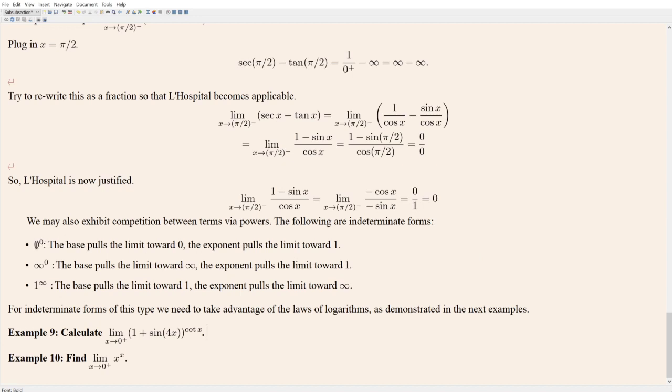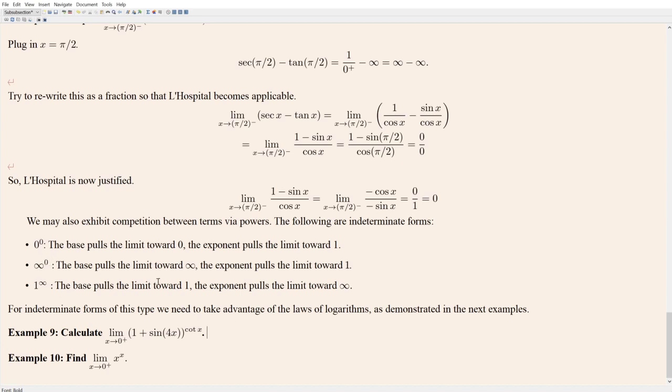So if you have some limit which ends up giving you 0 to the power 0, well, this base of 0 is pulling the whole thing to 0, but the exponent of 0 is trying to pull the whole thing to 1, right? Because anything to a power 0 is 1. So it's being pulled to 0 in one direction, pulled to 1 in the other direction. So it's indeterminate. Not sure which direction wins.